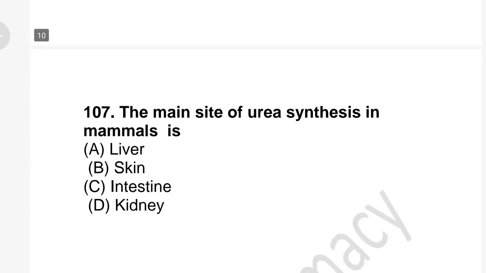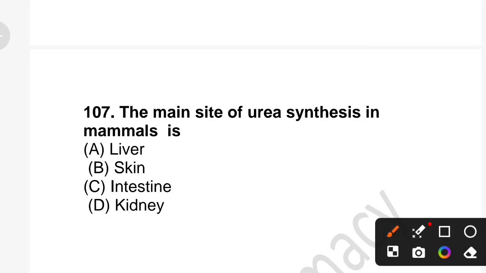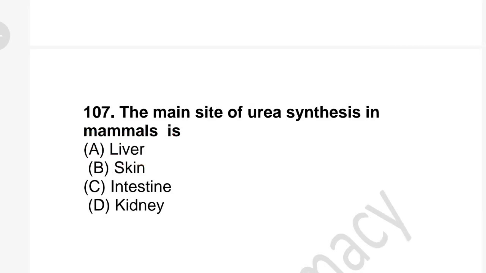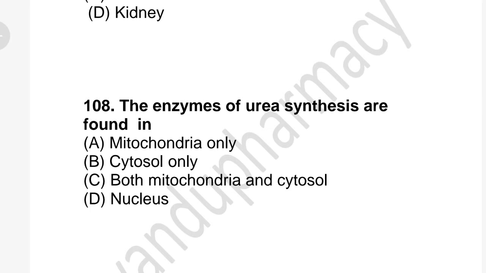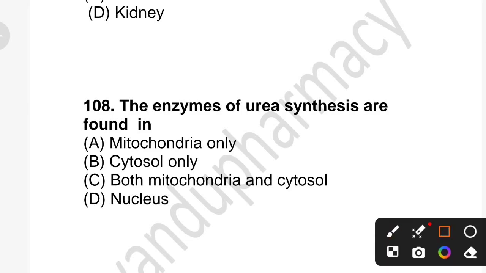The main site of urea synthesis in mammals is option A liver, option B skin, option C intestine, option D kidney. Right answer is option A liver. The enzymes of urea synthesis are found in option A mitochondria only, option B cytosol only, option C both, and option D nucleus. Right answer is option C both.